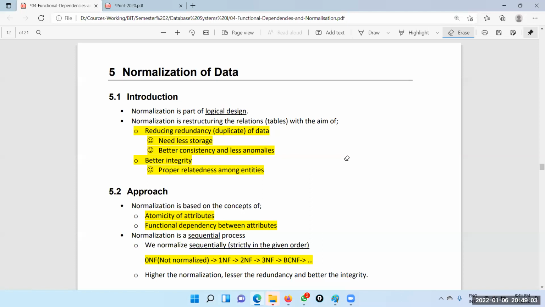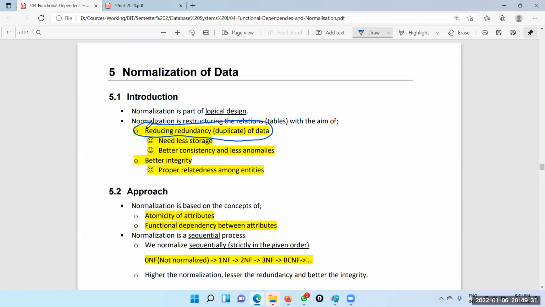Right. Now let's first see what is meant by normalization. So normalization is reducing or eliminating the redundancy of data. Right? So if someone asks what is normalization, it is reducing or eliminating or at least reducing the redundant or duplicate data. Okay.